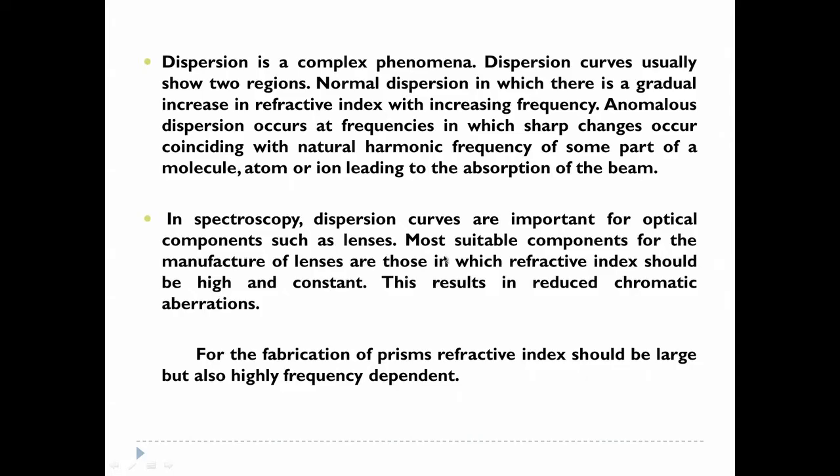So, most suitable components for the manufacture of lenses are those in which refractive index should be high and it should be constant. So, this results in reduced chromatic aberrations. We will see what chromatic aberrations are later, but for the time being we can assume that most of the lenses and other things are basically used to produce parallel beam of electromagnetic radiation.